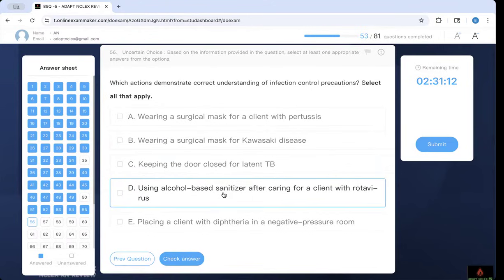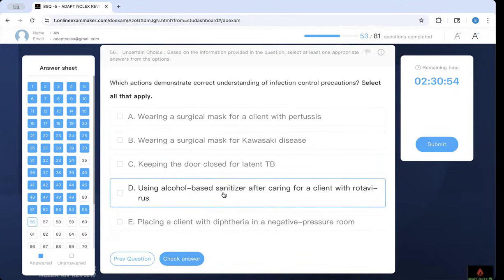Which action demonstrates correct understanding of infection control precautions? Transmission-based precautions. Which one indicates understanding? You wear a surgical mask for a client with pertussis. What do you think pertussis is? What kind of transmission-based precaution do you need?